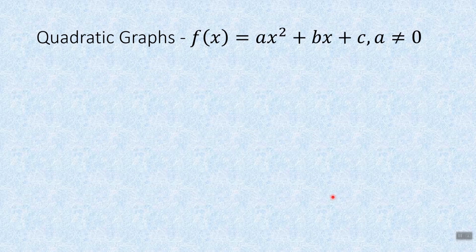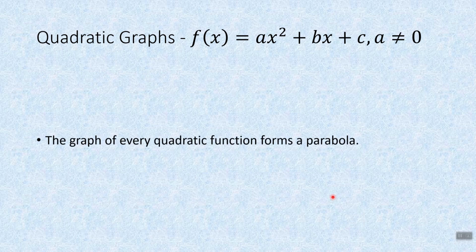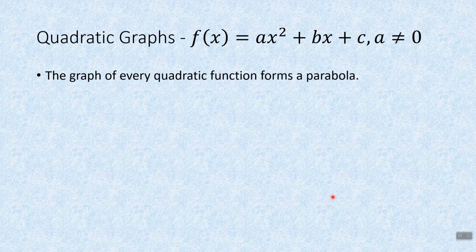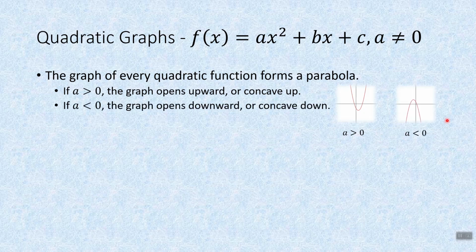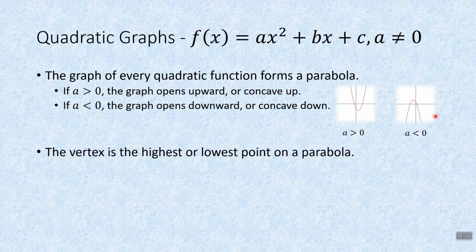Graphs. Once we have an equation, we're going to want to look at the graph. For the function f of x equals ax squared plus bx plus c, where a is not equal to 0, we know that the graph of every quadratic function forms a parabola. If a is greater than 0, the graph opens upward, or concave up. Whereas if a is less than 0, the graph opens downward, or we say that it's concave down.